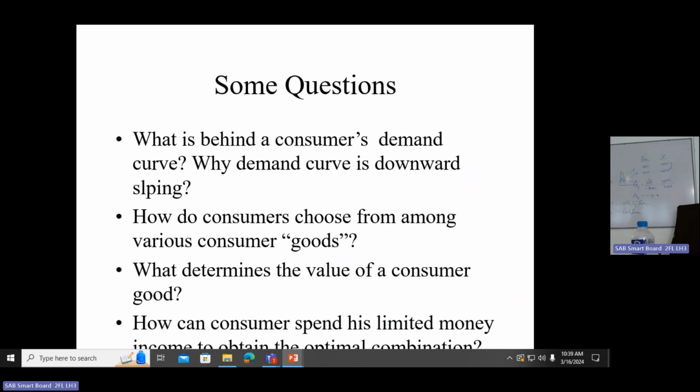Satisfaction, you believe. So how does the consumer choose those goods, depending on his income, in order to reach the maximum satisfaction? That is another question: the selecting of goods. And what determines the value of the consumer goods?